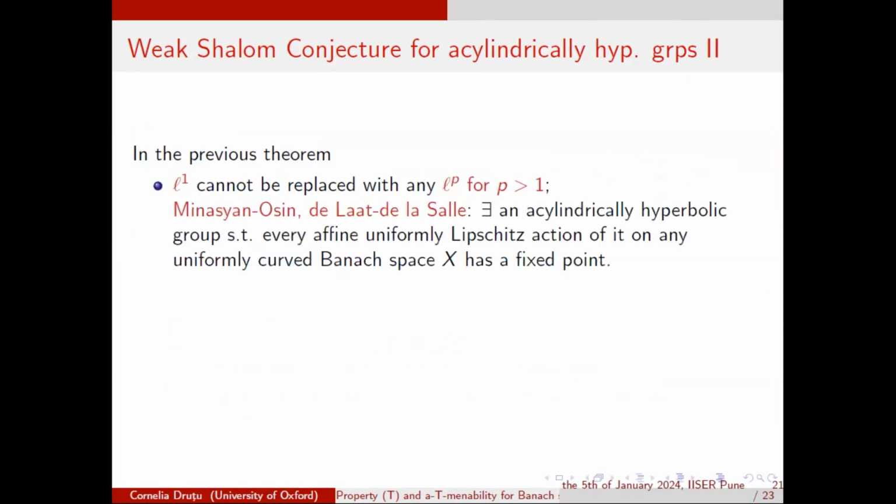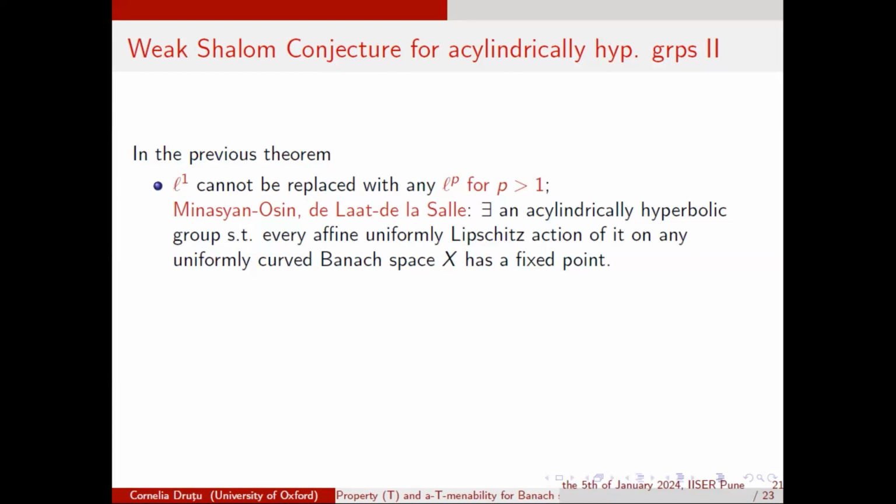And the reason for that is that there exists an acylindrically hyperbolic group that is a monster. So it is a combination of the work of Minasyan and Osin and de Laat and de la Salle. Minasyan and Osin proved that there exists an infinite acylindrically hyperbolic group that is the quotient of every hyperbolic group. In particular, it will inherit all the fixed point properties of all the hyperbolic groups.